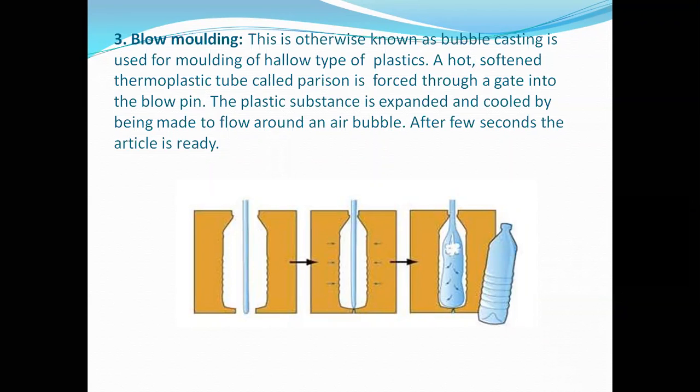In your previous examinations, these three questions are asked very frequently: compression molding method, injection molding method, blow filling molding method. Compression molding method is applicable for thermoset plastics, injection molding method for thermoplastic materials, and the blow film molding method for thermoplastic materials. Now we have seen the first classification, the molding methods of the plastics.